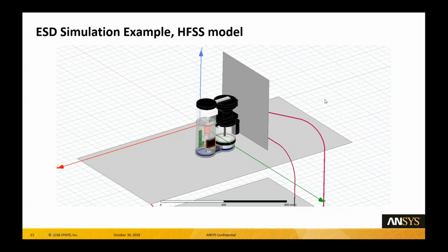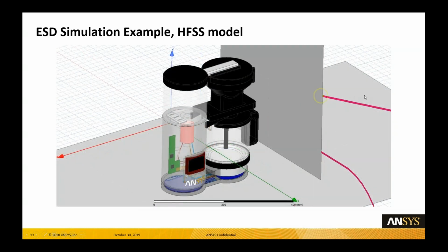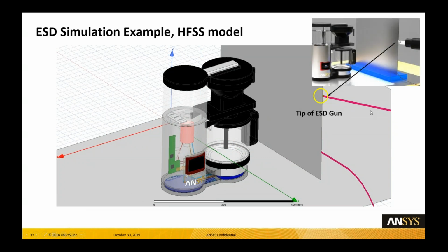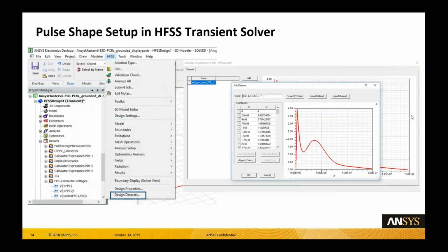So a close-up look at the machine. As you can see, this will be represented as the tip of the ESD gun. As we mentioned, we have an input voltage shape on the input gun. So how do we implement that? We simply go to the design data sets and manually, or you can also import data sets if it is available in your Excel sheet, or you can manually enter those values by hand. Either way works.